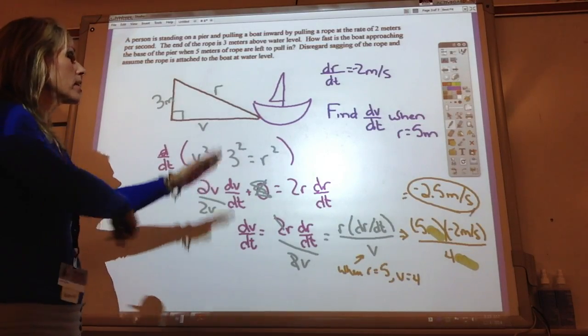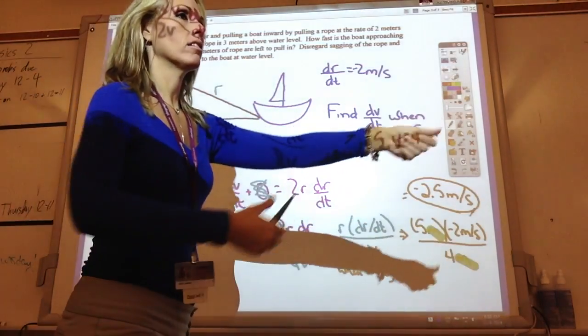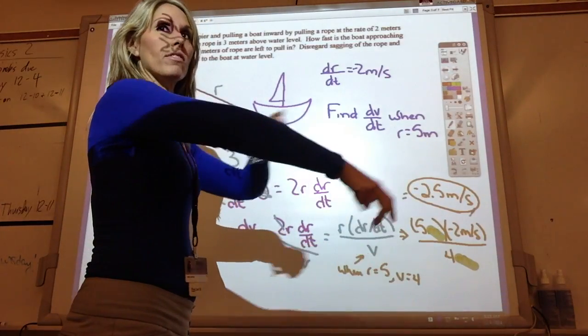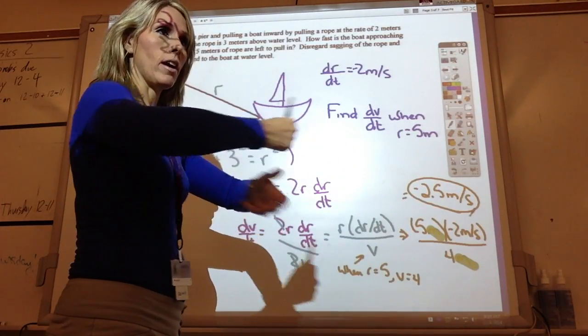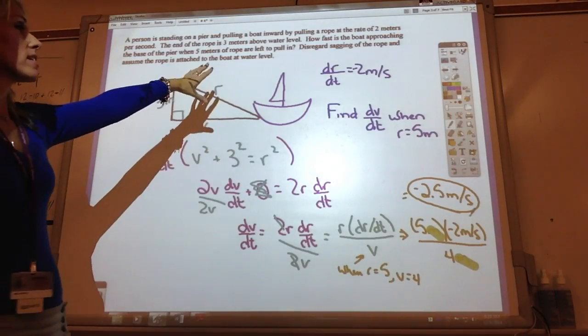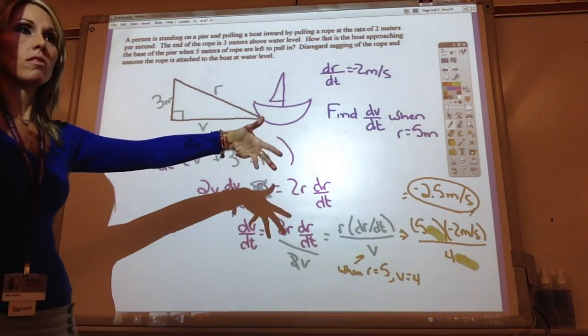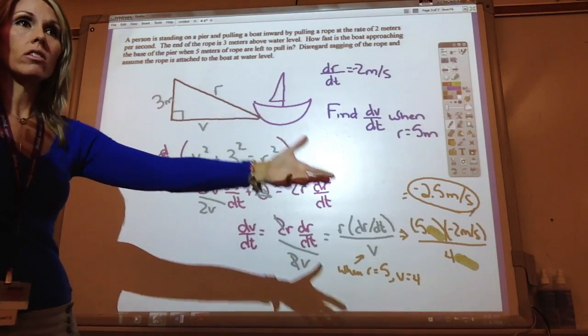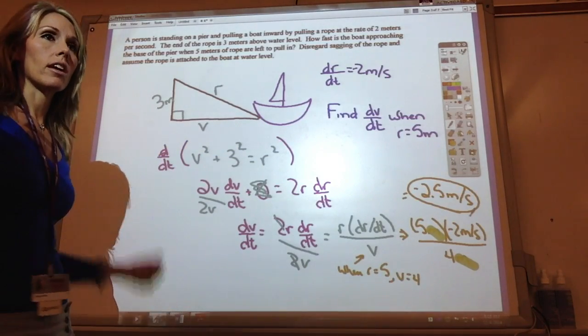So I mean, think about if this boat was 50 feet out, and you're going like this, versus if the boat was like 6 inches away. So if you did find these things at different values of R, you would notice that it's getting quicker the closer it's getting.